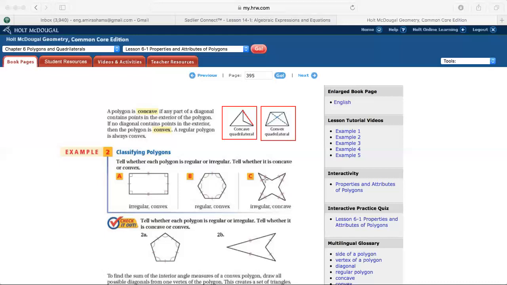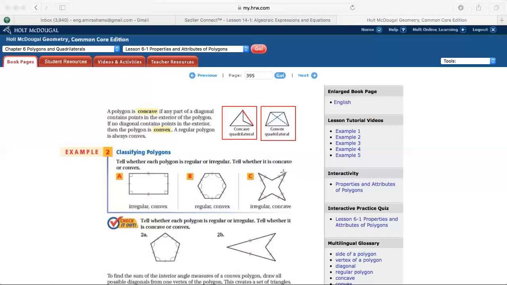all the sides are equal and all the angles are equal. But I cannot call it regular. Why, teacher? It is equilateral and it is equiangular. All the sides are equal and all the angles are equal. No, it is concave. That's why I cannot call it regular. It is irregular and concave.